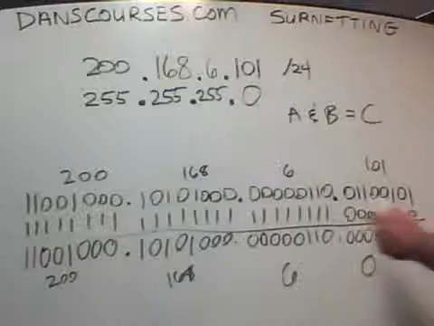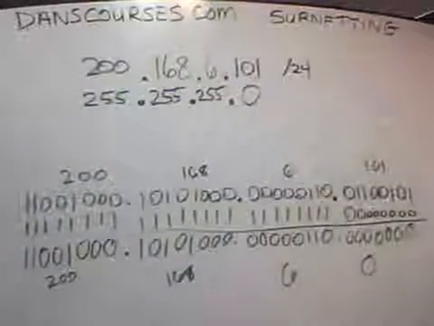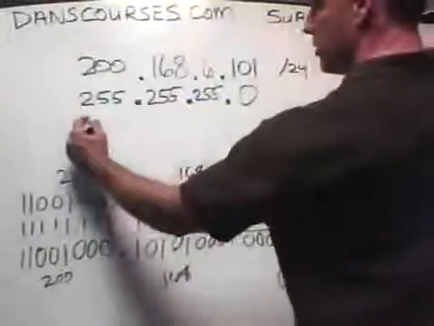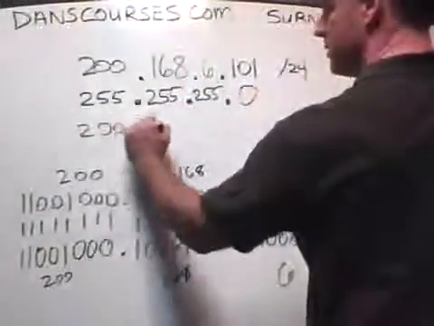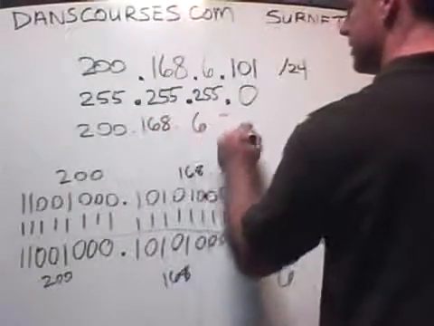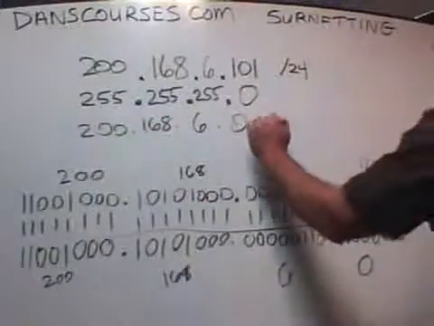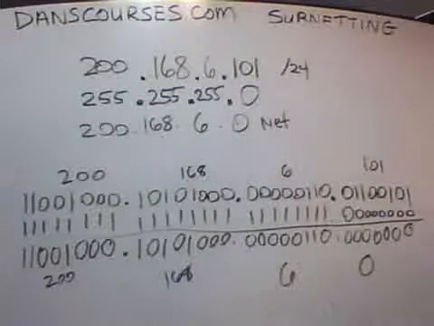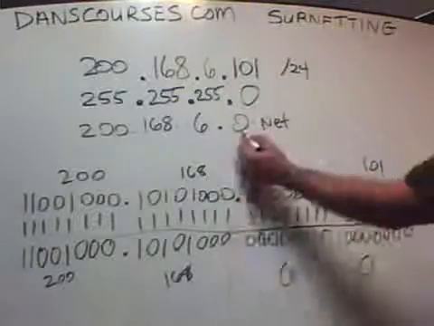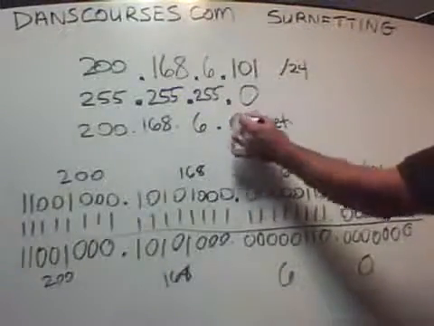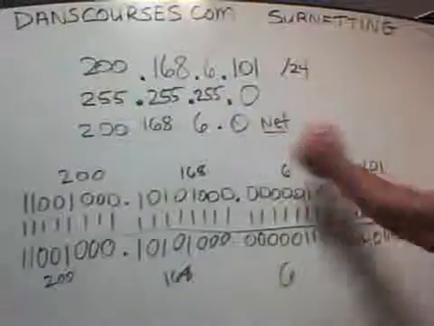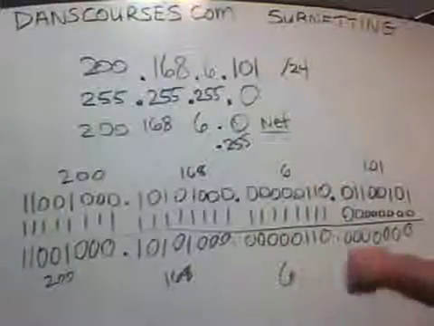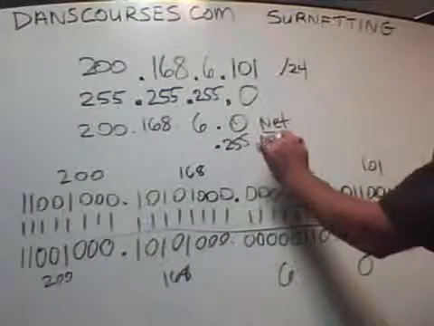And in this case, the network address for this IP address is 200.168.6.0. Nobody can be that address in the network. It's the first address in the network. .0 is the first host in the network, which becomes the network address. The last would be .255, and nobody can be that because that's the broadcast address.